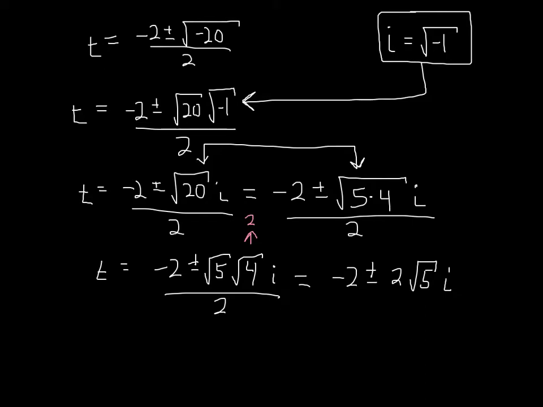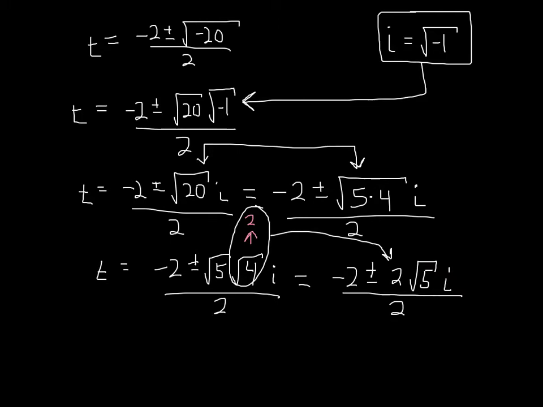Where all I've done here is, instead of writing square root of 4, I write that as a 2. And I've just stuck it out front. And all that divided by 2. And now I can see I have a 2 in every single term of this numerator. I have a negative 2 up here, plus or minus this positive 2 square root of 5 times i.